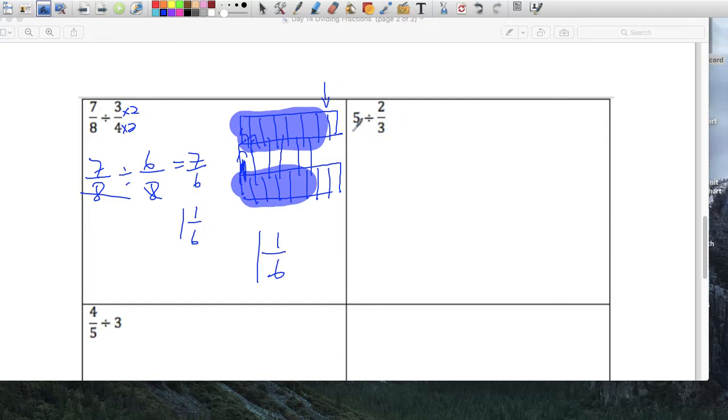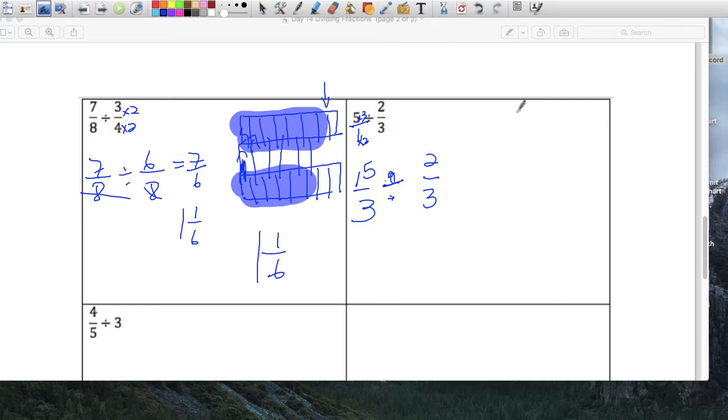When it's a whole number, put it over 1. So what's the LCM between 1 and 3? It's 3. That stays the same. This changes to 3 times 3 at the bottom, so times 3 at the top, which is 15 over 3. 15 over 3 divided by 2/3.